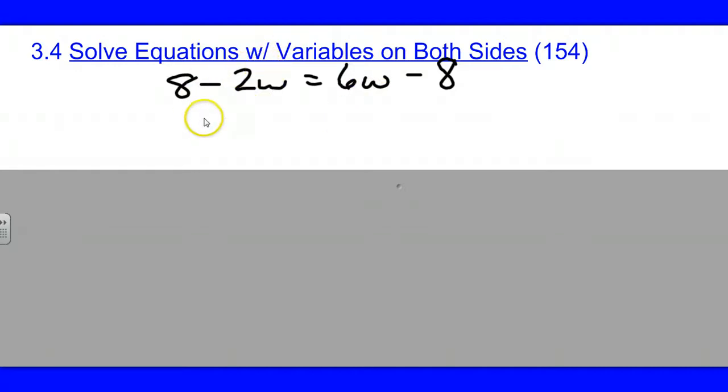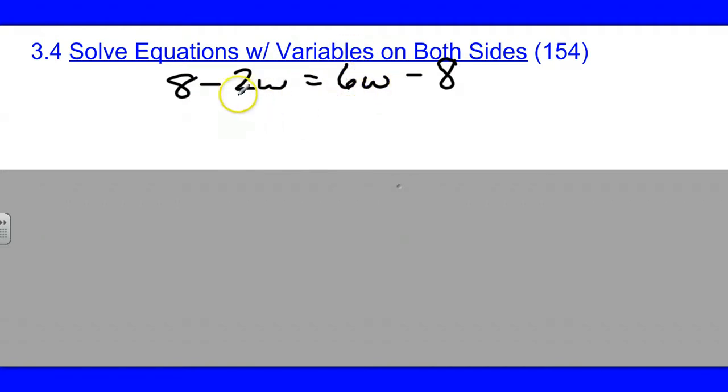All right, so there's more than one way to solve for w, but here is a strategy that can be really useful. We want to move the variables first, collect them to one of these two sides. So what side would be easier to collect these variables to? Actually, it would be to the side with the greater value of the coefficient. So which side has more w's? Negative 2w's or positive 6w's?